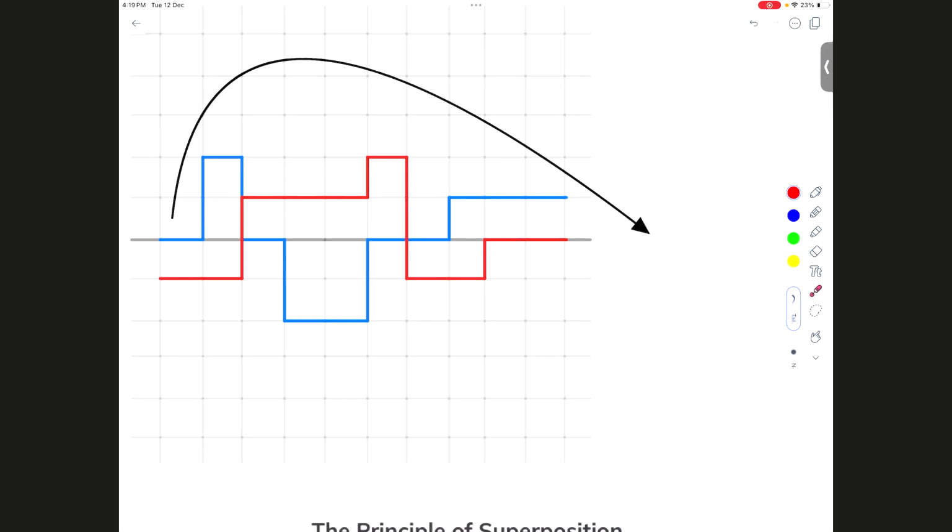These are called square waves. Square waves are produced by computing devices with highs and lows.